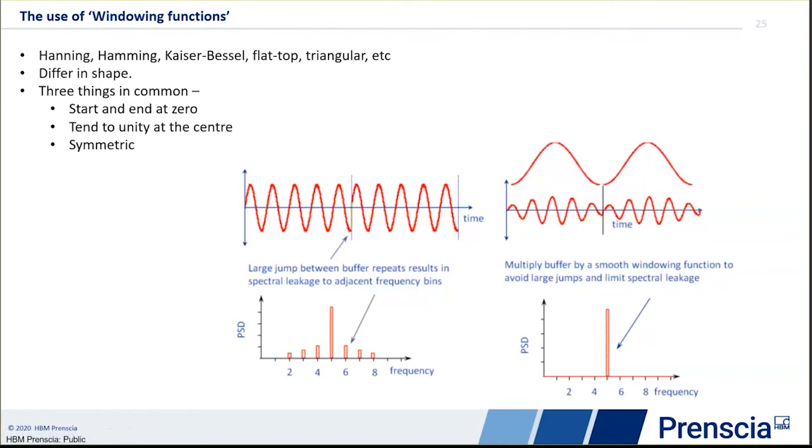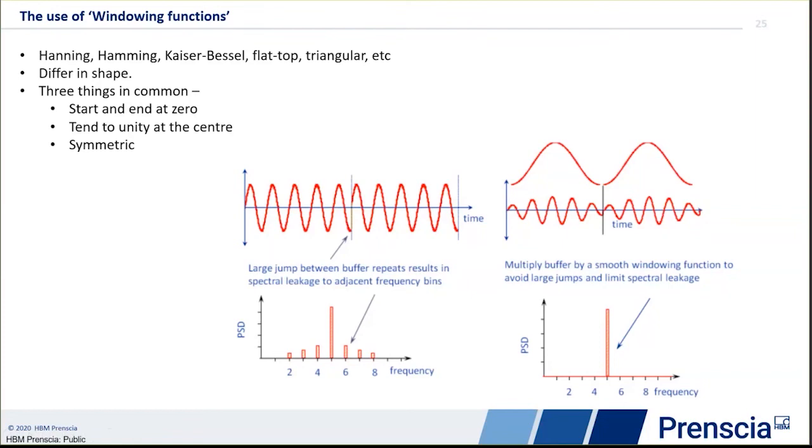In addition to that, this forces the start and end points to be 0, preventing the jump. There are certain disadvantages, but they can be managed. Unfortunately, the window function also removes some of the amplitude content of the signal. This can easily be factored back into the PSD when we work with the windowing functions. Many windowing functions are possible in software, such as Hanning window, Hamming window, Kaiser-Bessel, flat top, or triangular. There are dozens of windowing functions.